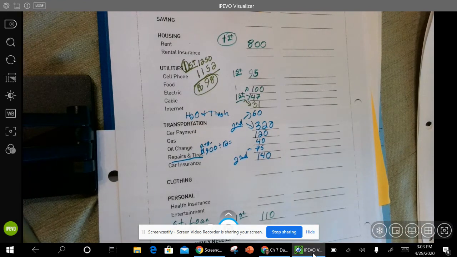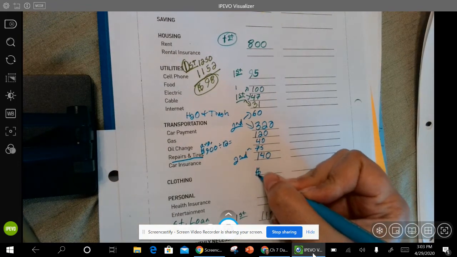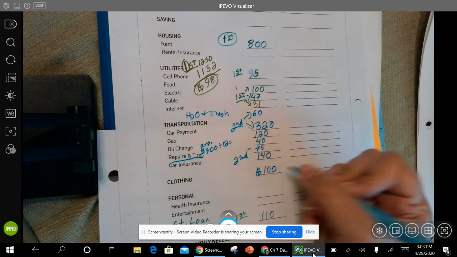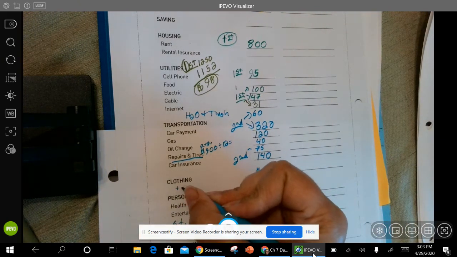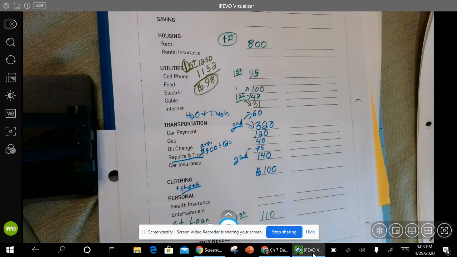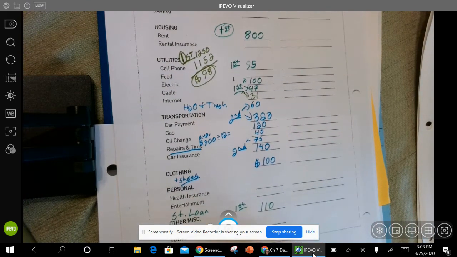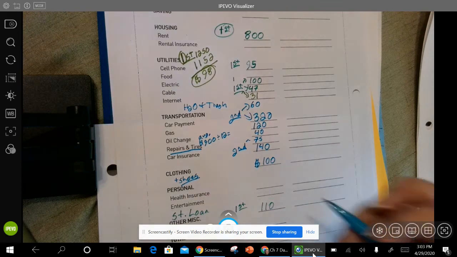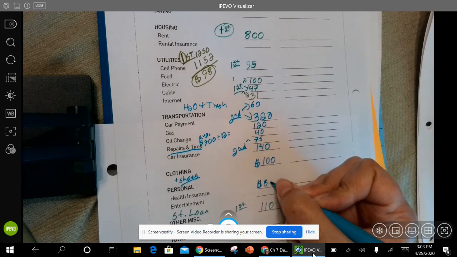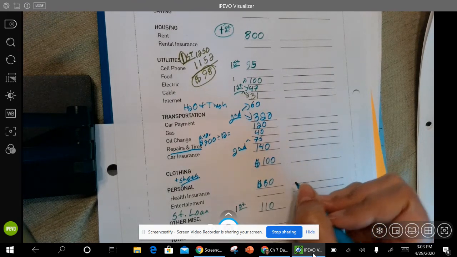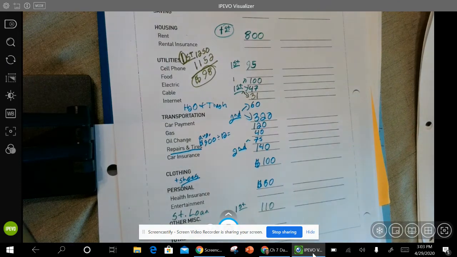Okay. Clothing. Let's say you like buying clothes, or you need clothes for work, so $100. Clothing, everybody, includes shoes, so all the clothing items that you need. Health insurance, let's say that you pay $80 a month for health insurance. Okay, so let's go ahead and add up all of these.